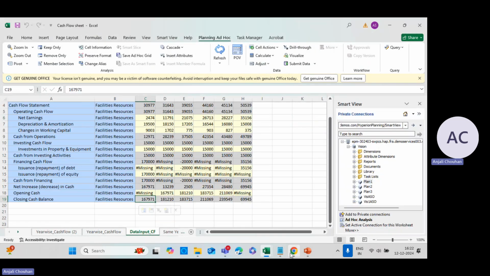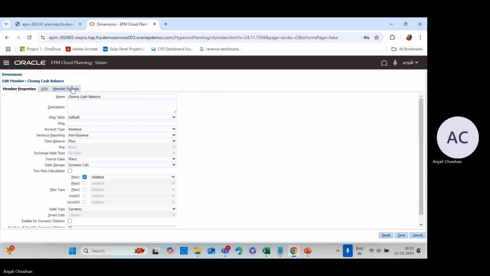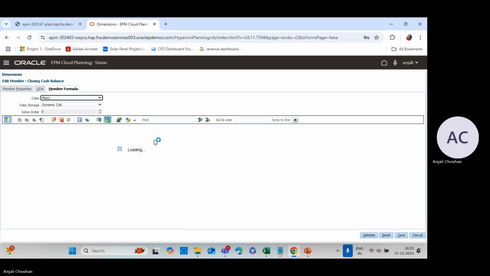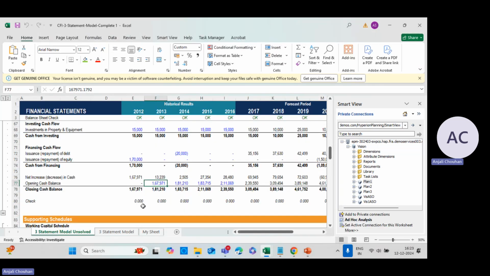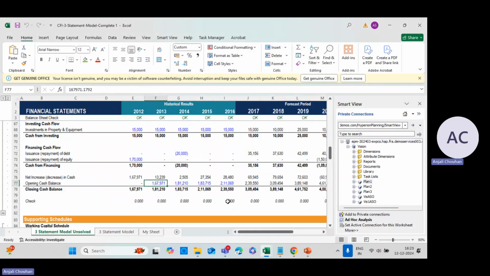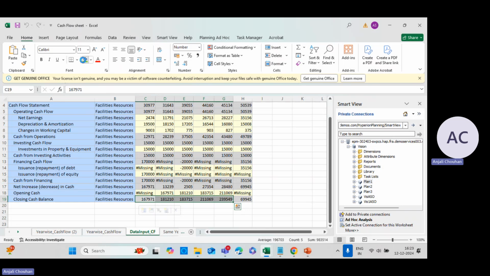Now let's review, because I have applied one formula here in the closing cash balance. So this is net increase or decrease in cash plus opening cash. Then we can get the closing cash. So it should be in the first year 167,971, then 181,210. Absolutely correct. 183,715, 211,069, then 239,549, or maybe 239,550, the rounding differences, right? And then from here we need to check. So it is absolutely matched with the requirement sheet.